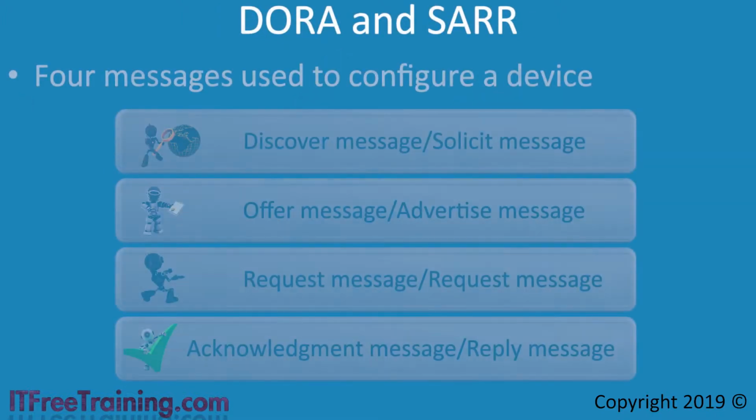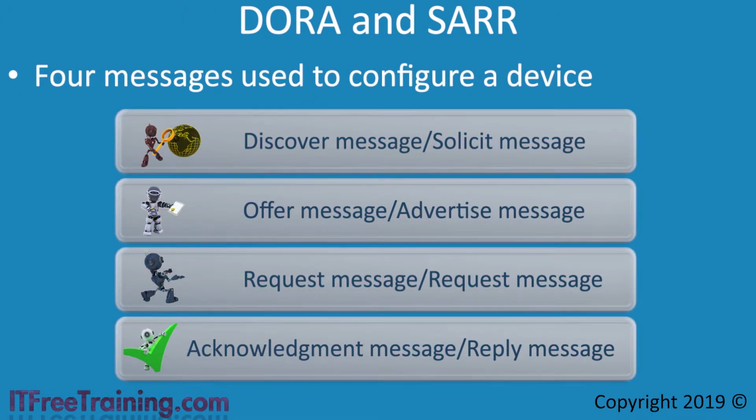The last similarity between DHCP for IP4 and IP6 is that they both use 4 messages to provide basic configuration to devices on the network. In later videos, I will look at how these messages work to configure a device in more detail. The important point to remember is that although the names of the messages in IP4 and IP6 are different, the basic concept of how they work is the same, but more on that in later videos. Now let's look at the differences between DHCP for IP4 and IP6.